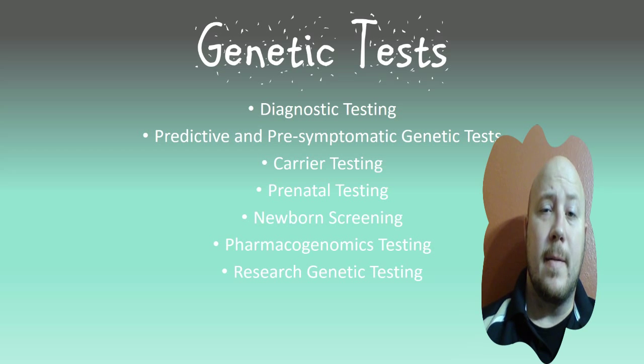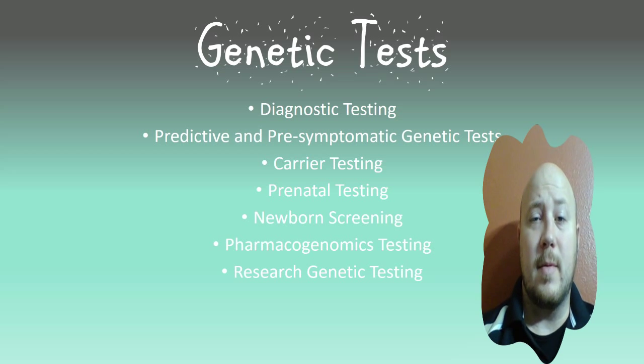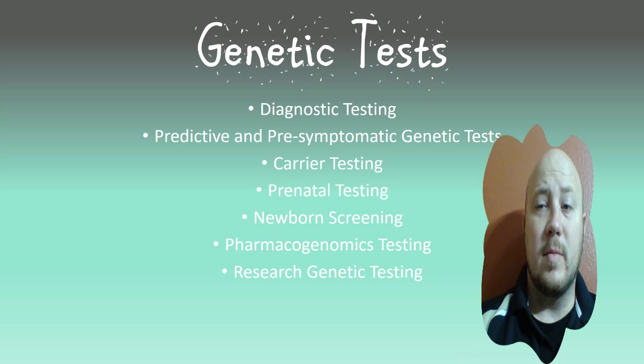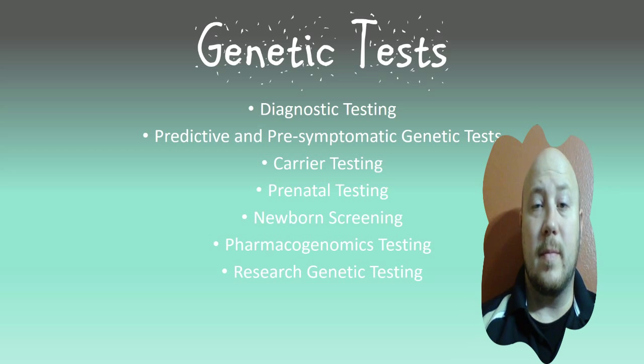Carrier testing would tell you if you're carrying something. Like if you and your wife were thinking about having a baby and you want to see if there's any risk of having a child with some kind of genetic disorder, you could determine that by having carrier testing. Prenatal testing is when you have a baby tested prenatally before they're actually born. You can do the amniocentesis, or you can have some blood work done in the mother that can help indicate.